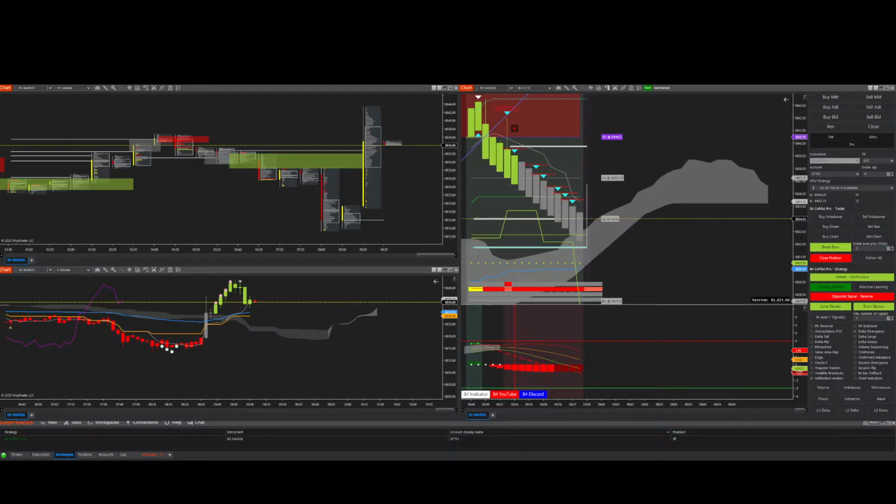See if it's going to take a long trade here or not. A lot of sellers coming in there still.